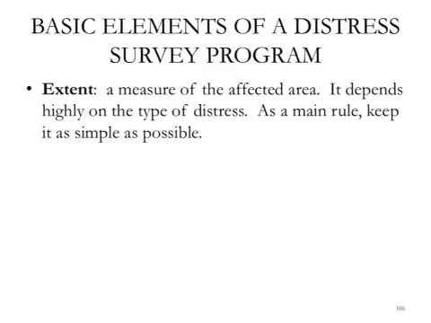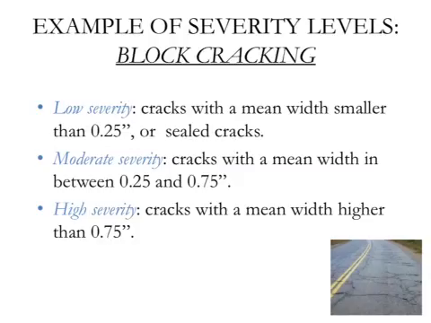So the extent is simply a measure of the affected area. It really depends highly on the type of distress. Typically we try to keep it as simple as possible to measure the extent. Most of the time we would use square feet or square meters as the area affected by a certain distress. So let's pick block cracking here. As you can see, this is a picture of block cracking, and the question now is, how can I define the severity level of this type of cracking?